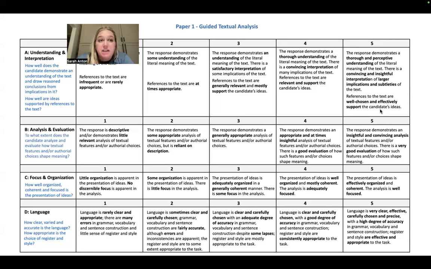Now, criterion B, that is where we talk about analysis and evaluation. To what extent does the candidate analyze and evaluate how textual features and/or authorial choices shape meaning? This is all about you saying what the authorial choices are and discussing the impact on the reader, and all of that should support your thesis, which should answer your guiding question.